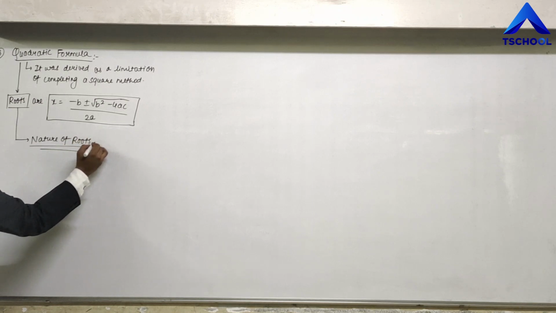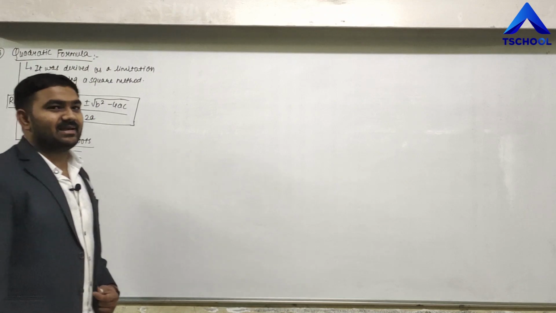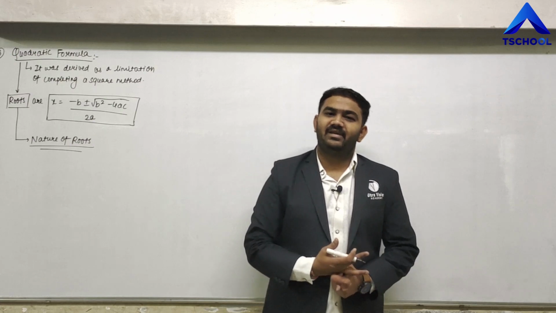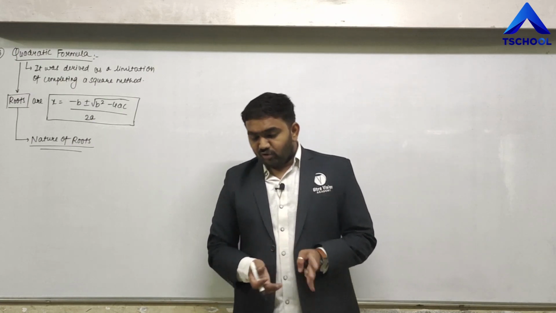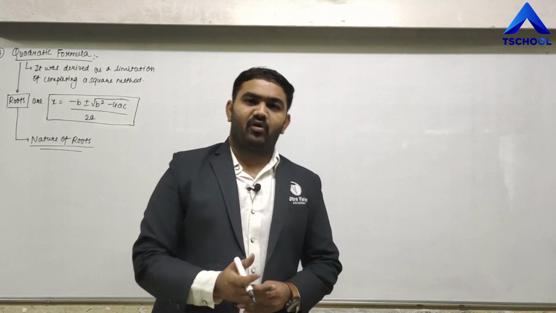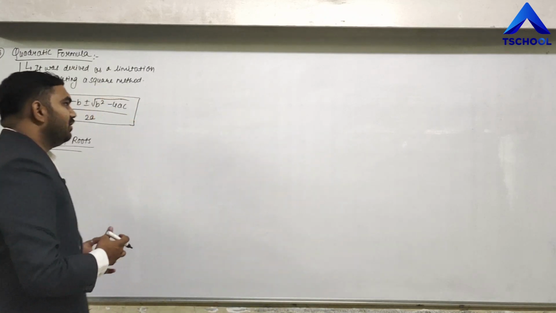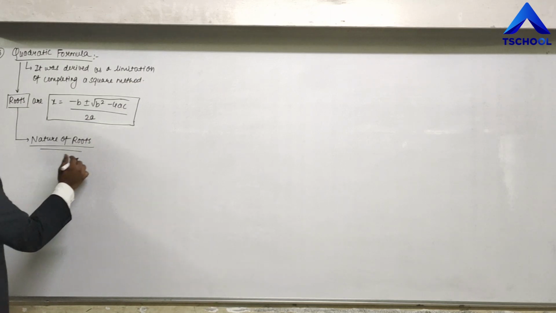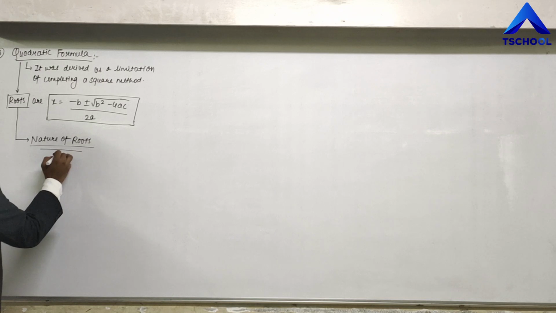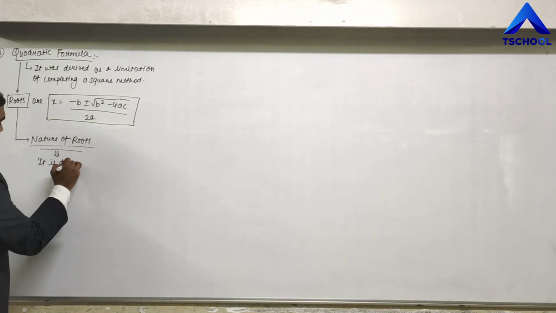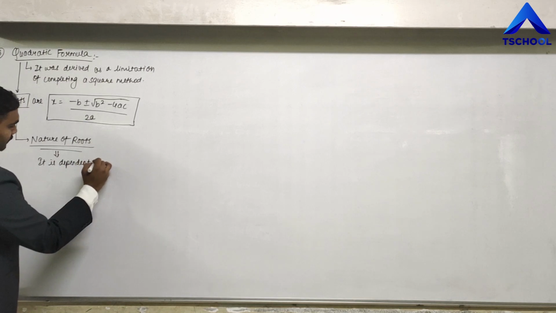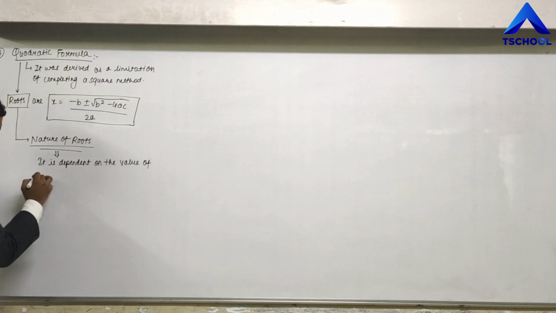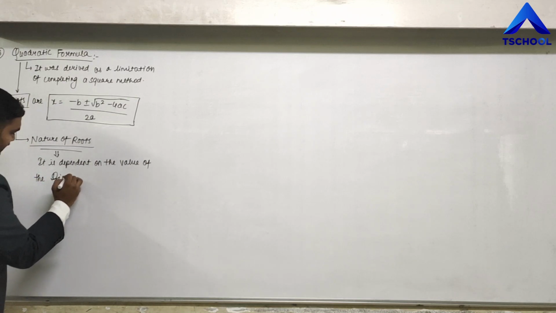roots. See friends, this topic is given at the end of the textbook, but we shall do it here with this quadratic formula so that we can know what the roots will be, how the roots will be, and what the nature of the roots is when we solve further examples related to this quadratic formula, right? So the nature of roots is dependent on the value of the discriminant.